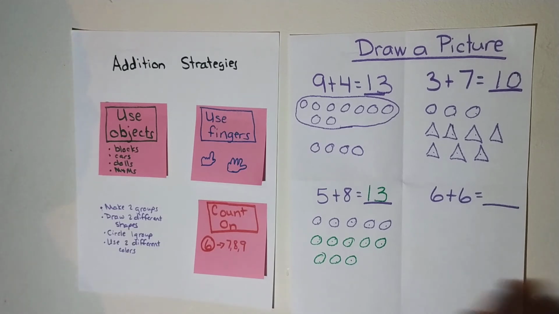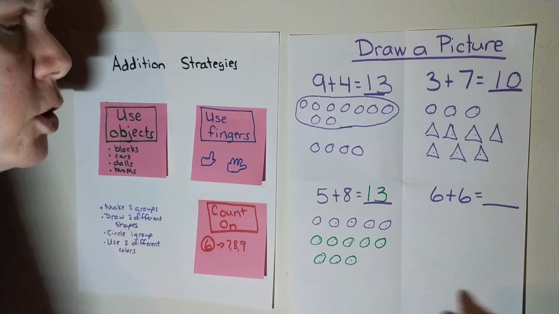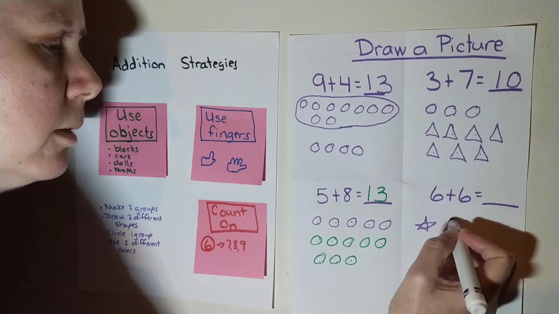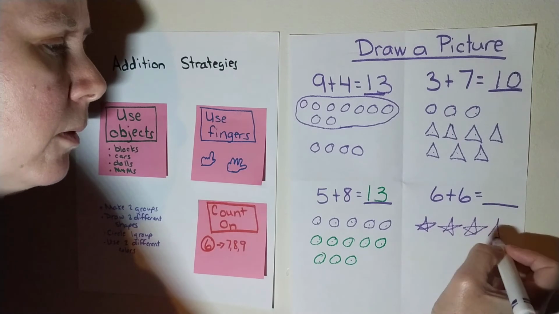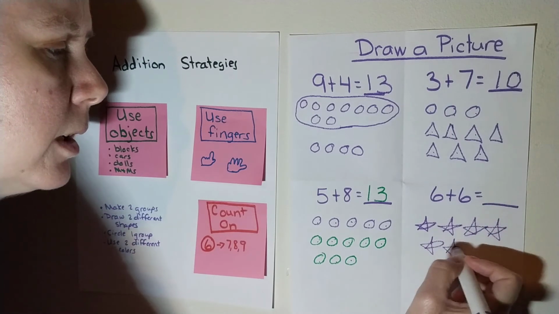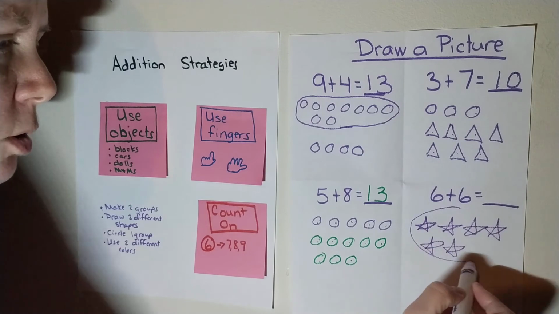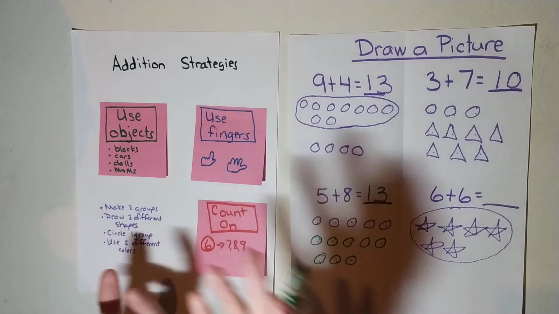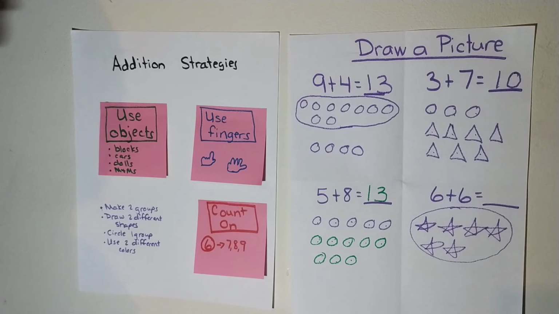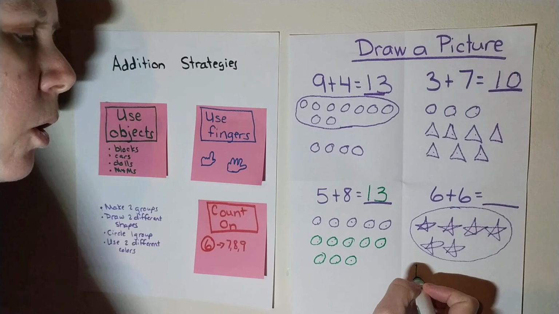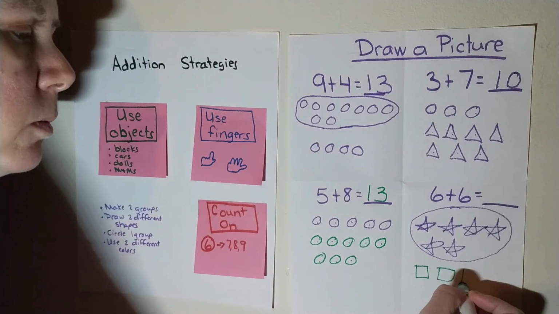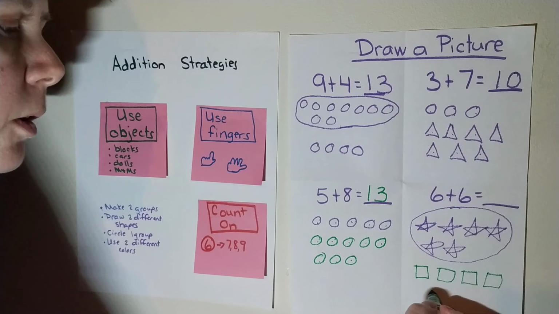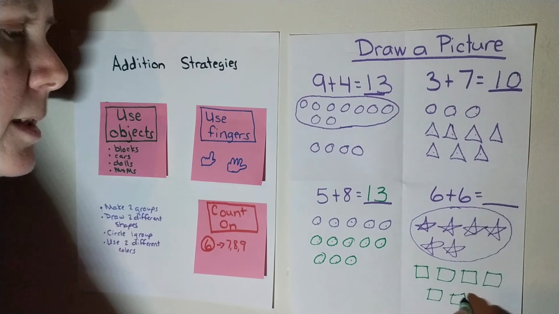I'm going to start with the 6. I'm going to draw stars. 1, 2, 3, 4, 5, 6. And I'm also going to circle my group to keep it separated. I'm going to swap colors and I'm going to swap shapes because, of course, it doesn't matter. You can use any of these methods. So this time let's draw squares. 1, 2, 3, 4, 5, 6.